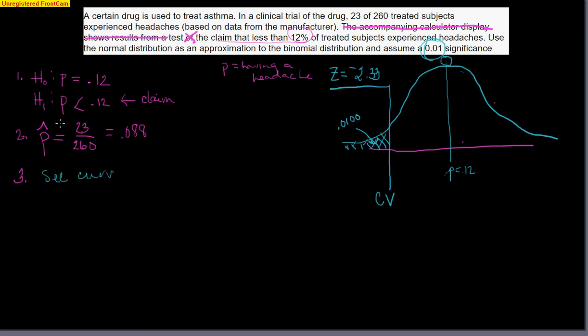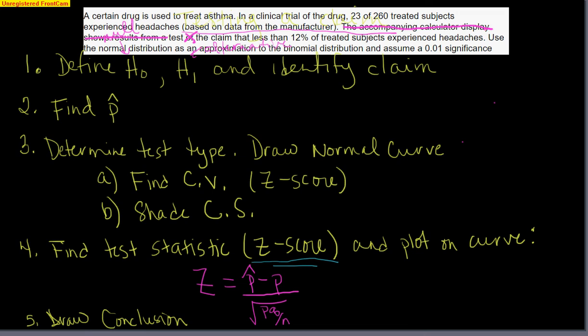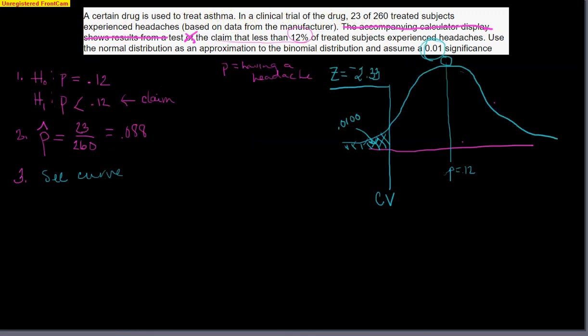All right, so let's go take a look at step 4. Step 4 says find the test statistic, which is also a z-score, and plot that on the curve. And they're giving us a formula for finding that test statistic. And I won't get into exactly where that comes from right now, but we'll go over that in class. So here we go. Step 4 is finding that test statistic.